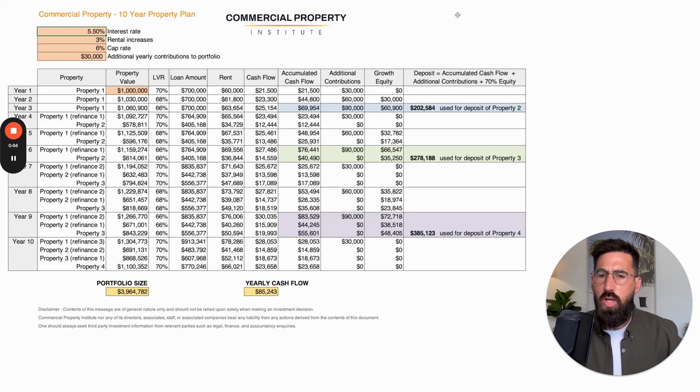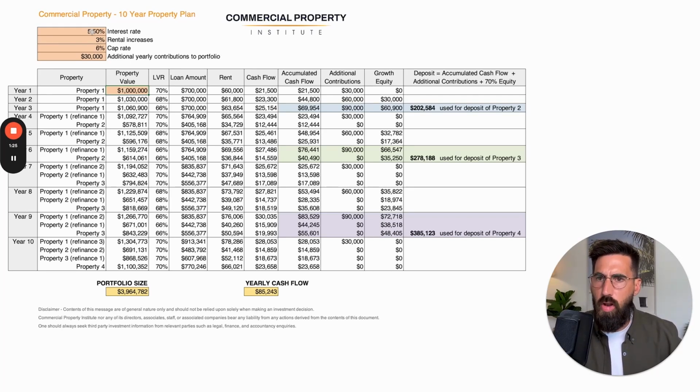In this spreadsheet, you can change any of the cells that are in orange. So the interest rate, the rental increases, the cap rate, the additional yearly contributions, and the first value property. This spreadsheet is just illustrative to show you what's achievable over, say, 10 years' time. And we can make up your own spreadsheet for your own personal circumstances and your portfolio, or there is some property planning software I can recommend if you need as well. Now let's get into it.